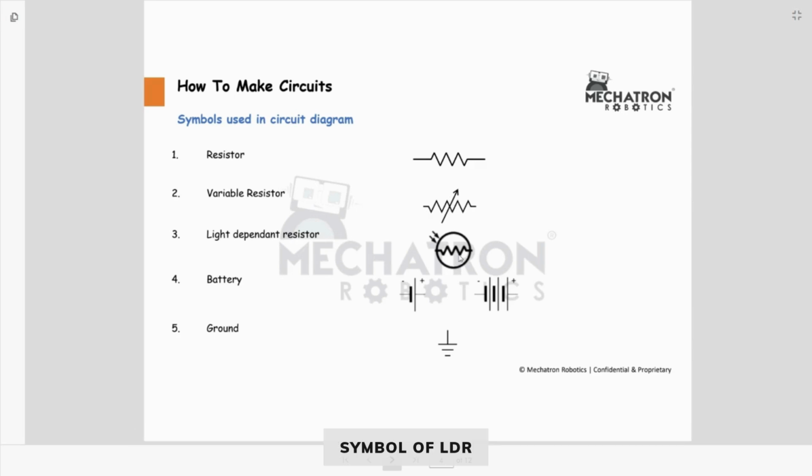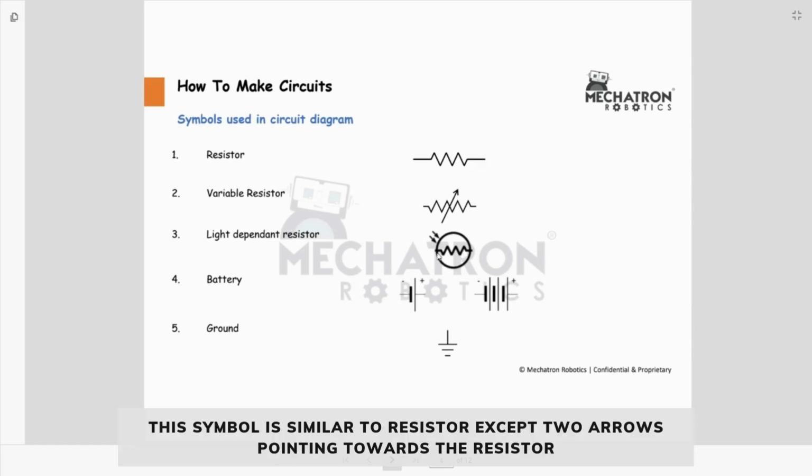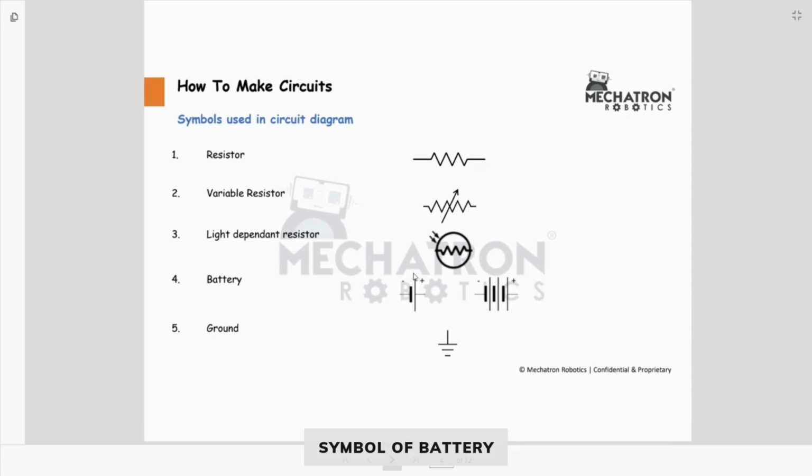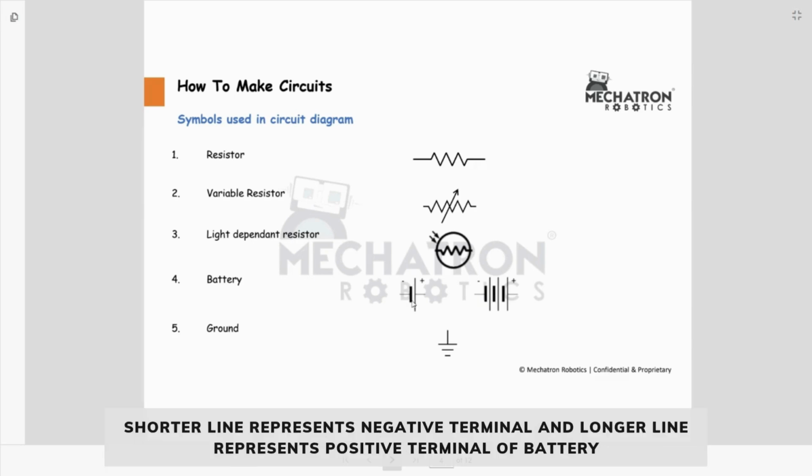Then this is the symbol of a light dependent resistor, that is LDR. This symbol is again a little bit similar to the symbol of a resistor, but the difference is that here two arrows are pointing towards the resistor. It means that light is going to fall on this LDR. Then we have the symbol of a battery. This is a single cell battery and this is a multi-cell battery, where the shorter line represents the negative terminal and the longer line represents the positive terminal.